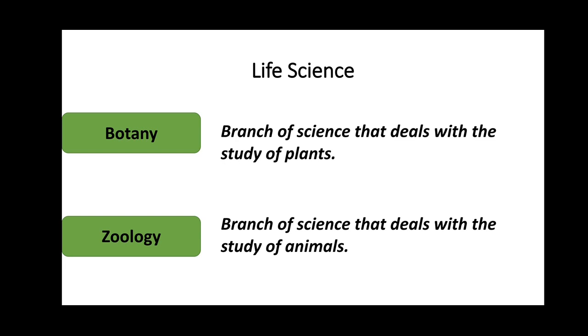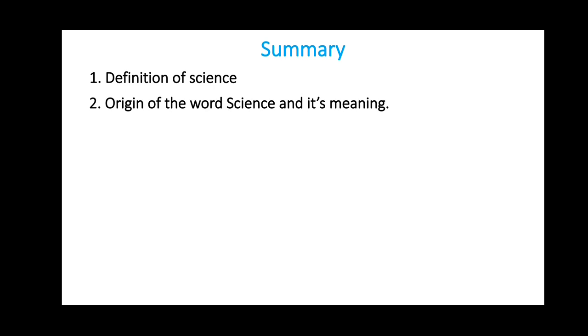Summary of the session. In today's class, we have learned 10 main points. First one is definition of science. What is science? Science is the systematic study of the natural world through observations and experiments. Second one is origin of the word science and its meaning. Answer is the word science comes from the Latin word scientia, meaning knowledge.